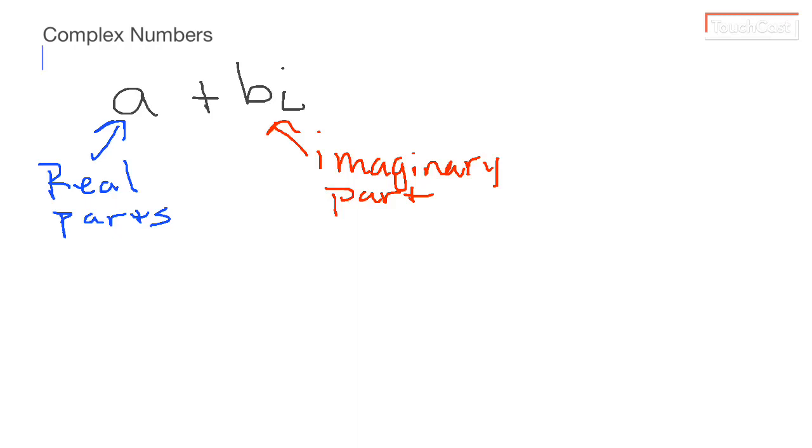If they did not have that, if b was 0, so we have to say b can't be 0, because if it was, then we would just have a real number. Now let's look at how do we add and subtract complex numbers.